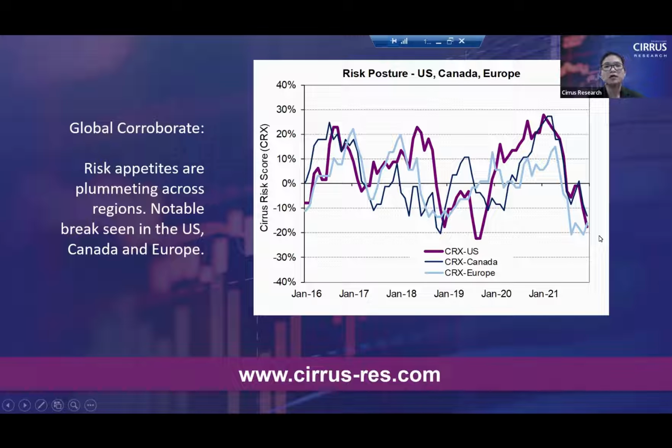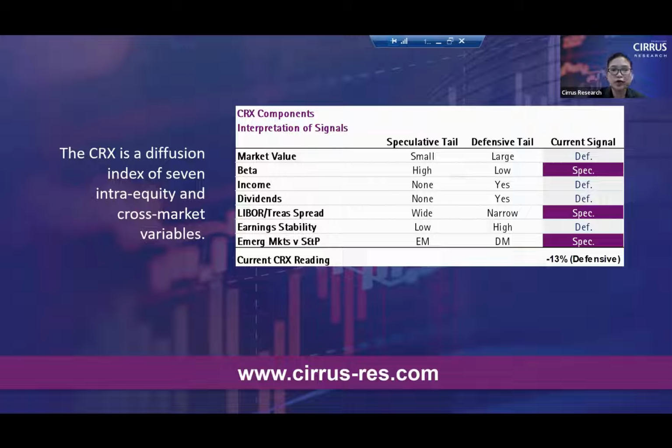Now, having seen what risk appetites are right now, you must be asking yourself, how do we build this indicator? Well, there are 7 components that make up the index. Some of them are intra-equity and some of them are cross-market variables. The 7 variables are divided into a speculative tail and also a defensive tail as well. Each time we see a speculative tail outperforming a defensive one, we give a score of 1. This is why we call it the CRX, the Cirrus risk score, because it is a score after all.